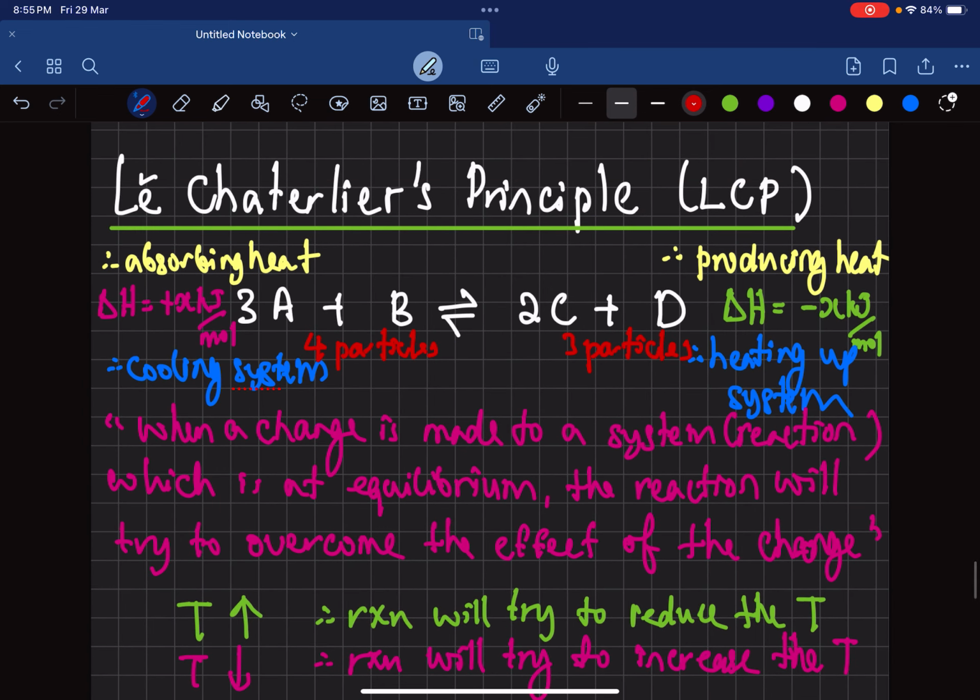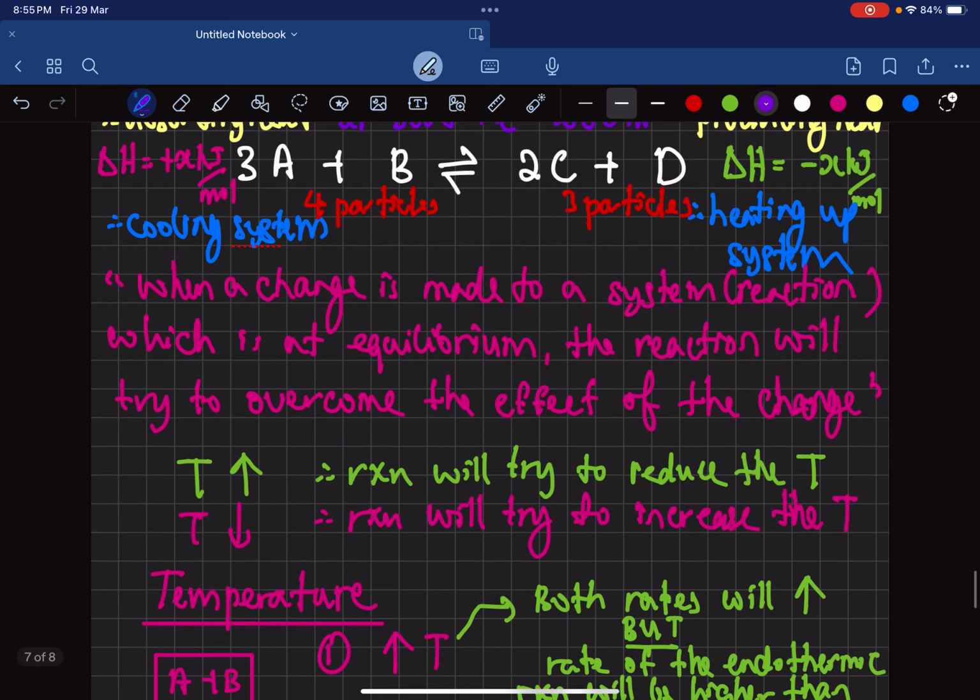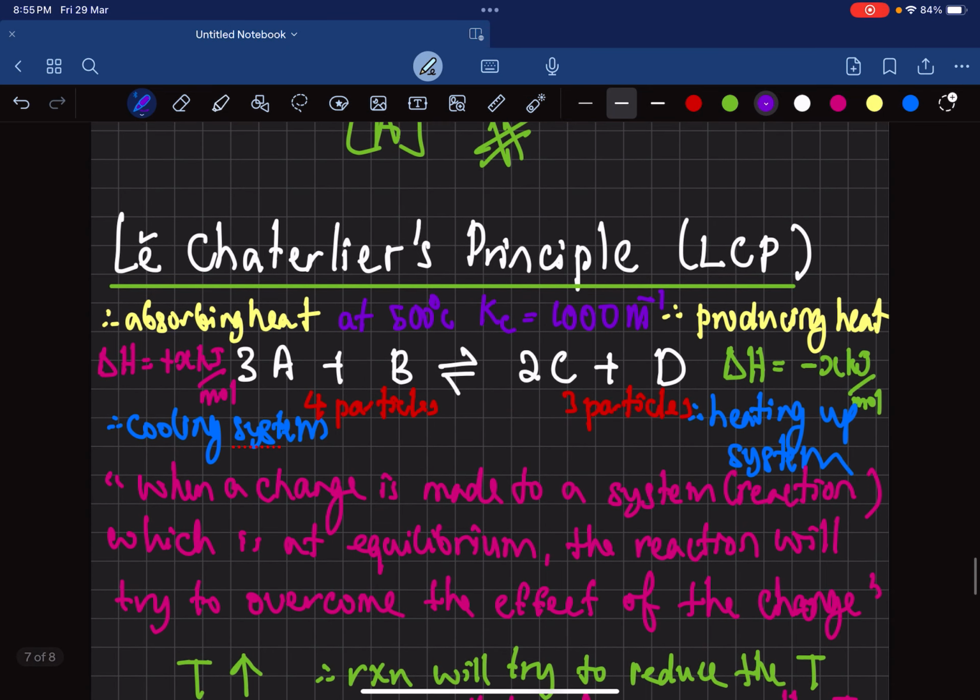Let's say, just now I forgot to tell you, for this particular reaction at 500 degrees Celsius, Kc is, let's say, 1000 units. This will be M minus 1, that's the unit. Now the forward reaction is exothermic, right? So if I take this reaction and increase the temperature of this whole reaction mixture, the reverse reaction will be favored.